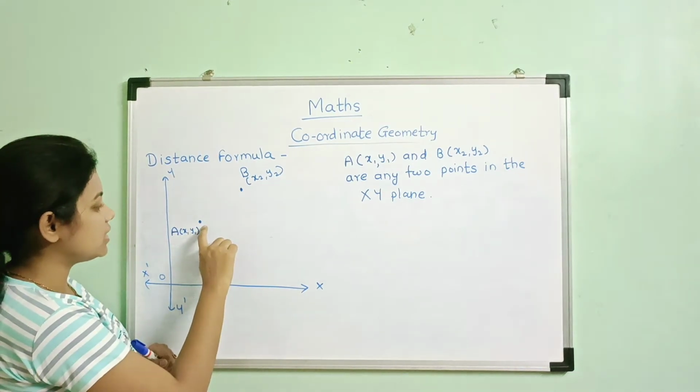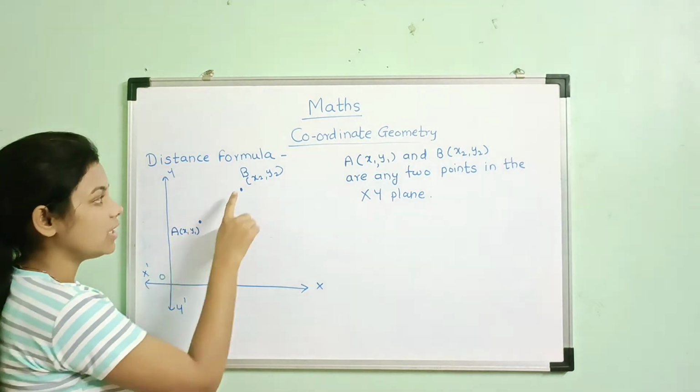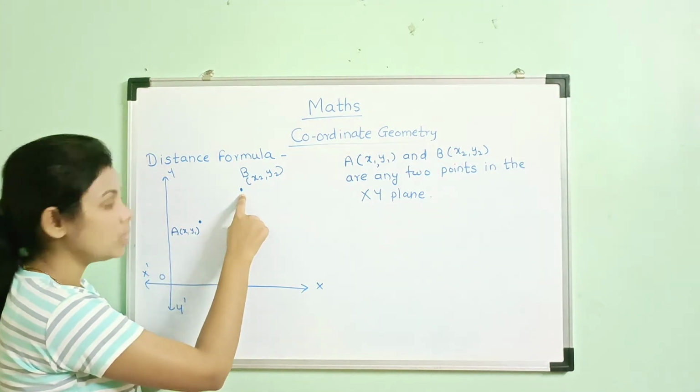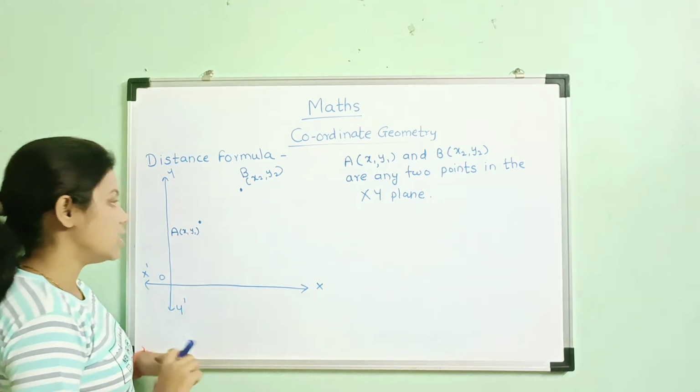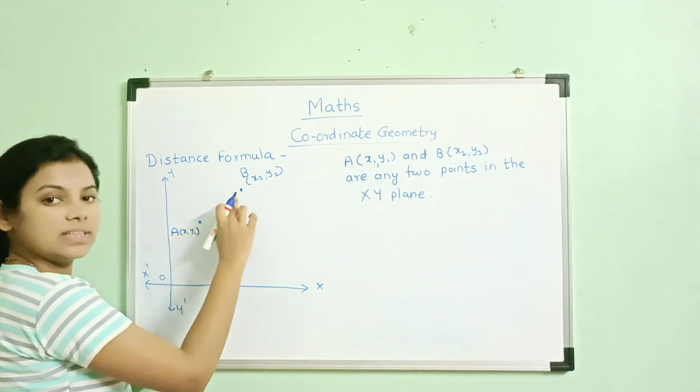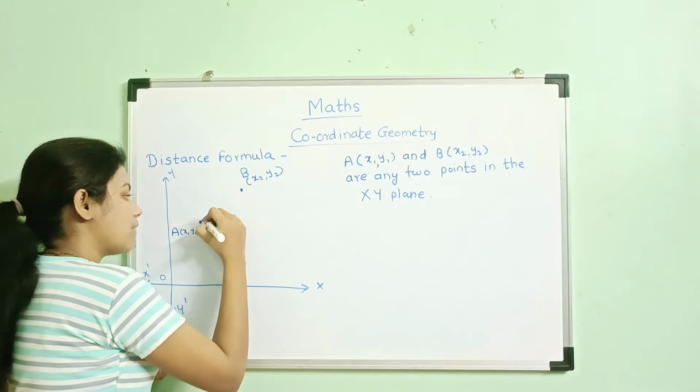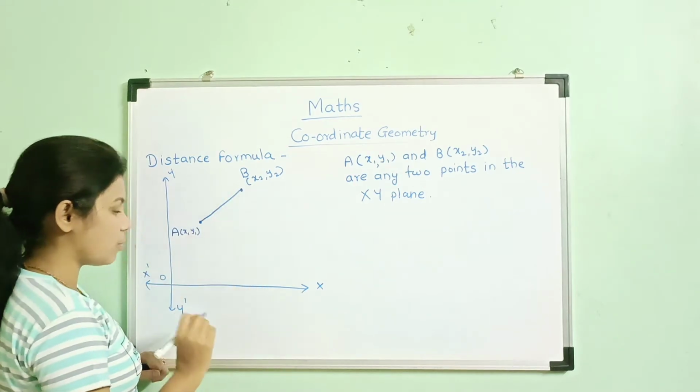Suppose we are given this point A (x1, y1) and this point B (x2, y2), and we want to find the distance between these two points. So how do we find the distance between these two points?